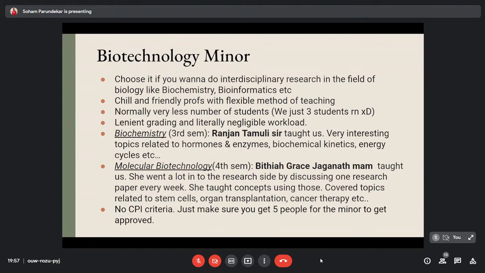Not everyone chooses this minor. Last year we were just five people who chose it. Before us, this minor got cancelled as it failed the minimum five-member criteria. Now we just have three members in the class, so it's very interactive, and we used to discuss a lot.